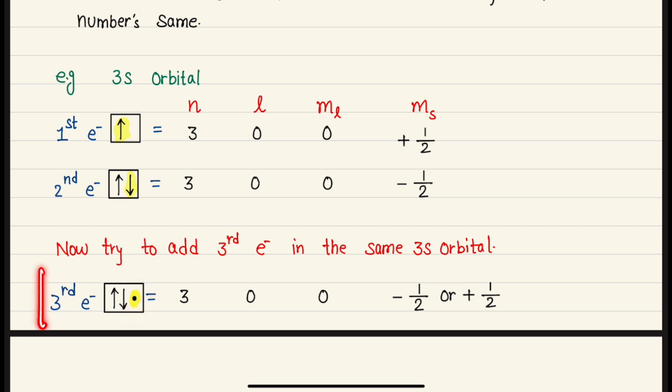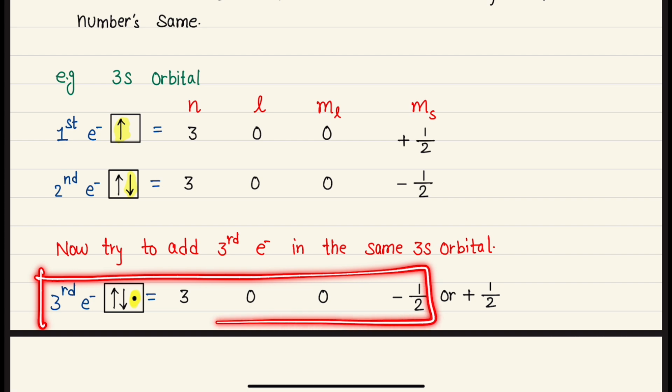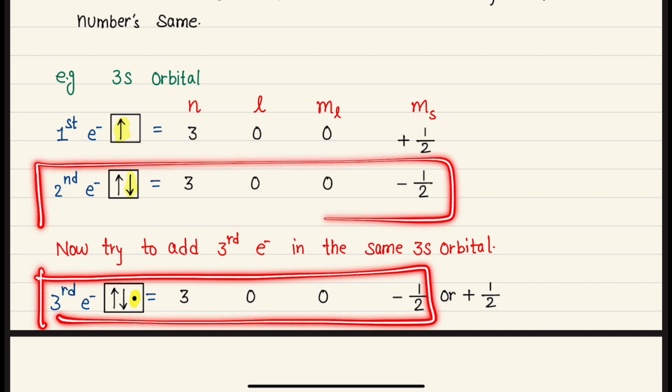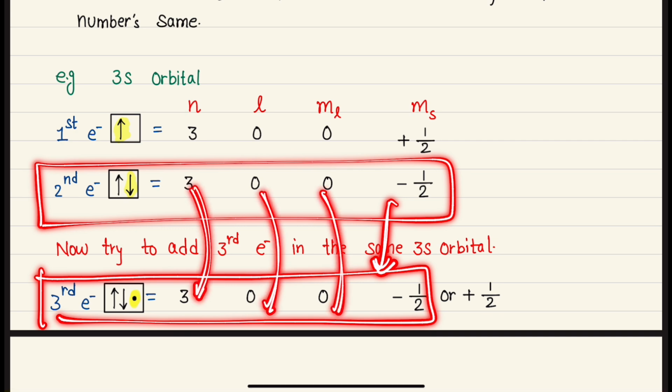Understood? In that case, the third electron and the second electron, all four quantum numbers become the same. See, 3, 3, 0, 0, 0, 0, minus half, minus half. It means now the Pauli principle is violated. Understood? That's why we cannot fill more than 2 electrons in an atomic orbital with opposite spin.